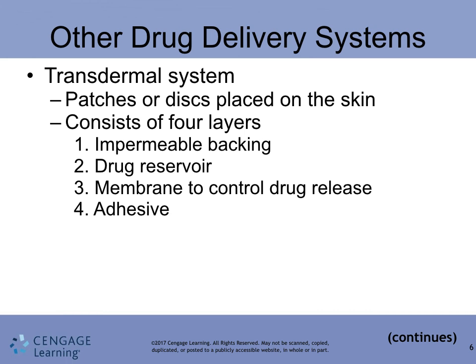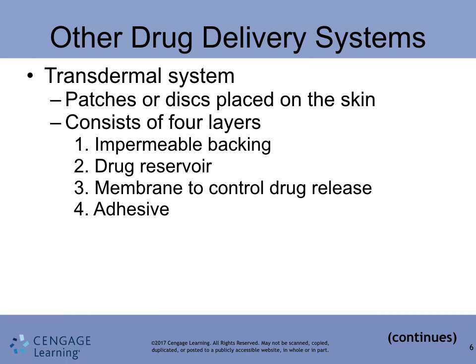Now we're looking at other drug delivery systems. There are some unique ones out there. Transdermal, so that's when you place something on the skin. And it's usually a patch or a disc, and it has 4 layers. So it'll have the top, which is what we call the backing. No medication will come out of that. That will keep people safe that aren't using the medication. So that's the outside that you would see if it was on someone's body.